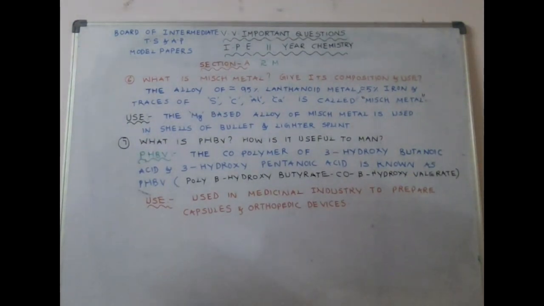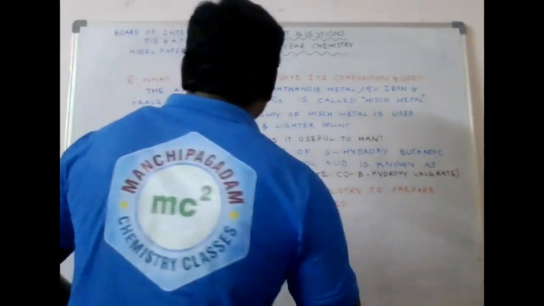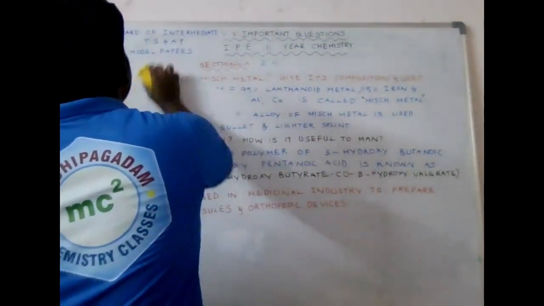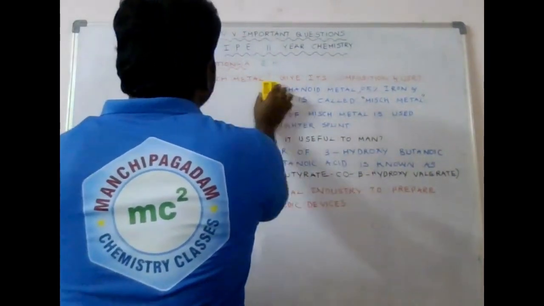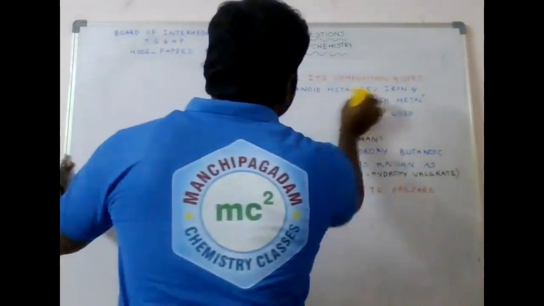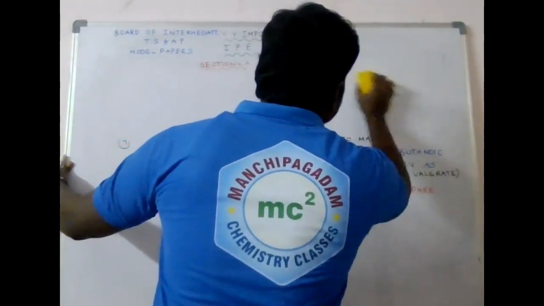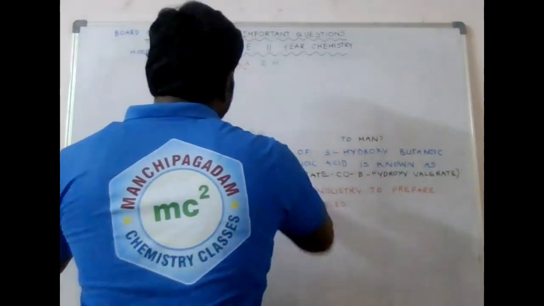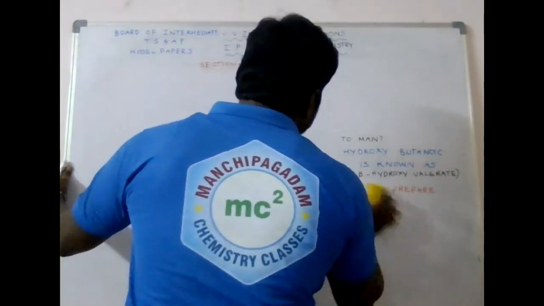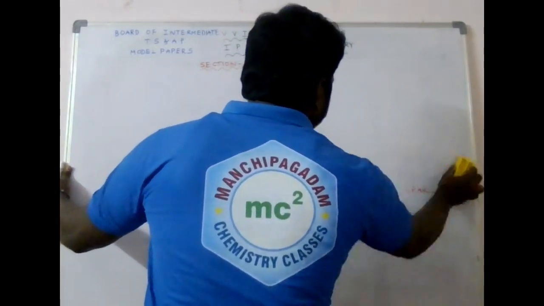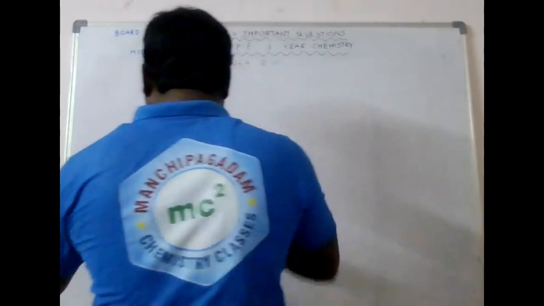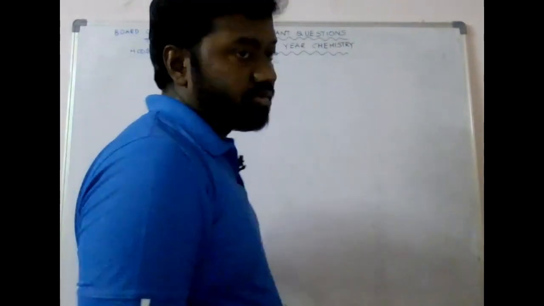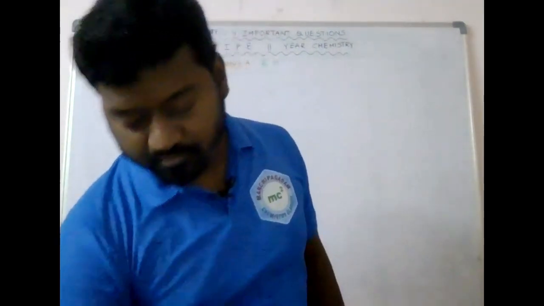The copolymer of 3-hydroxy butanoic acid and 3-hydroxy pentanoic acid is called PHBV. PHBV full form is polybeta-hydroxy butyrate co-beta-hydroxy valerate. And the use of PHBV is mainly in the medicinal industry to prepare capsules as well as orthopedic devices. Okay, that's about PHBV. Obviously we can expect the next question from polymers only, right?